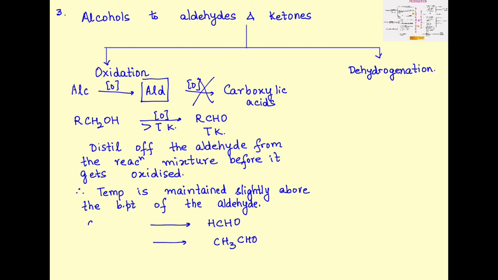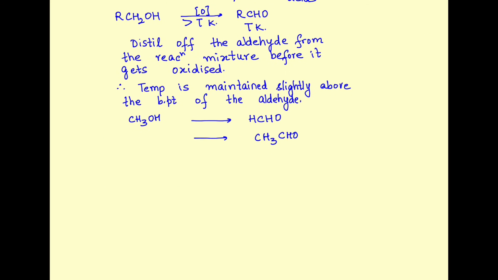Okay, so we will have CH3OH, that is methanol, getting converted to methanal on oxidation at a temperature a little above the boiling point of methanal. What is that? You can find it out for me.